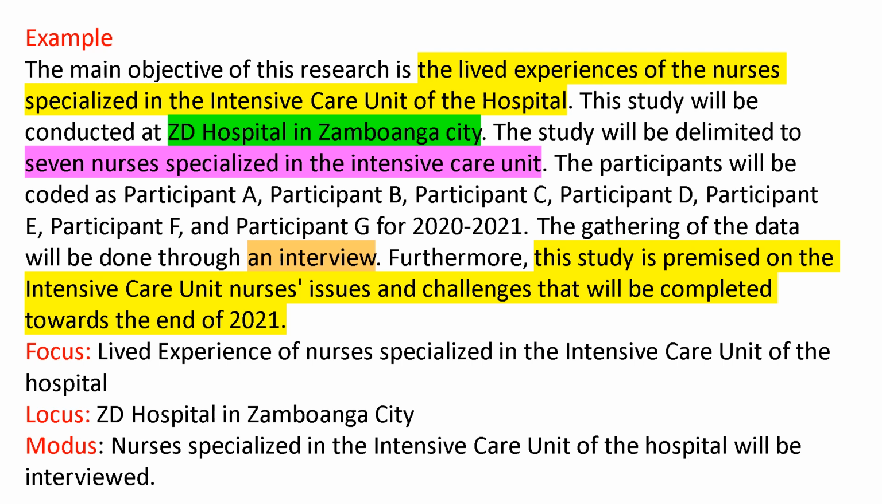The participants will be coded as participant A, participant B, participant C, participant D, participant E, participant F, and participant G for 2020-2021. So those are the names or representatives for the respondents and the time frame from 2020 to 2021. The gathering of the data will be done through an interview. So that's the method of the gathering of data.